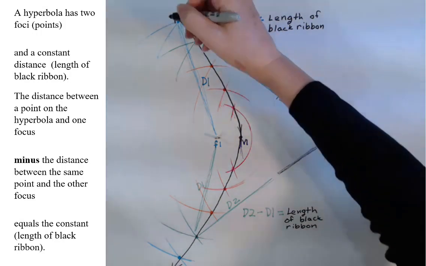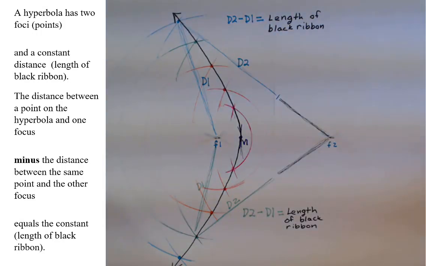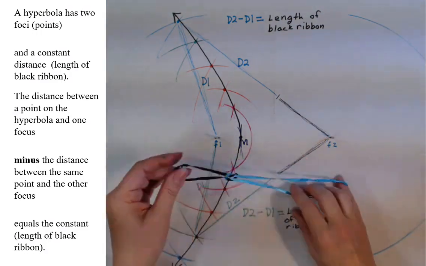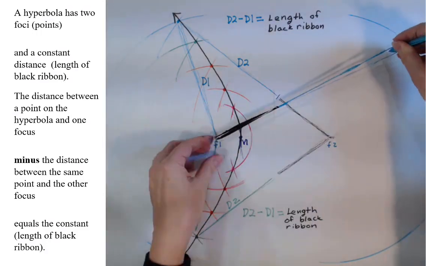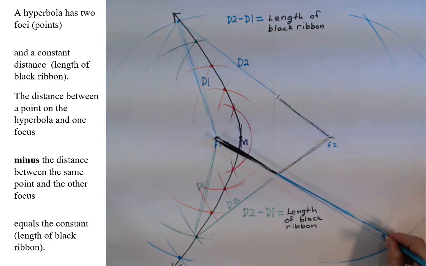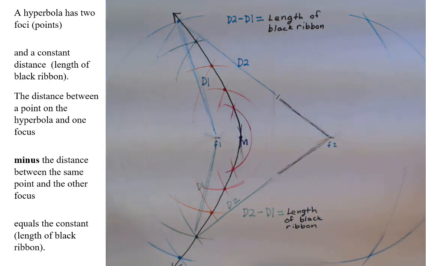We can do all the same things again, but now finding points that are closer to focus 2 and further away from focus 1. Here's the blue ribbon back again, just the blue ribbon from focus 2, the blue ribbon plus the black ribbon from focus 1, and where those arcs intersect, we get points.